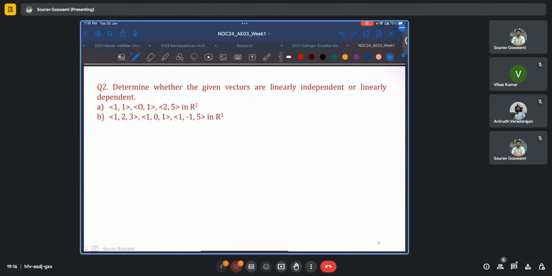Hi and welcome back. Let us continue from where we left off. The second question is asking us to examine whether the given sets of vectors are linearly independent or dependent. So there are two sets. The first is (1, 1), (0, 1) and (2, 5).